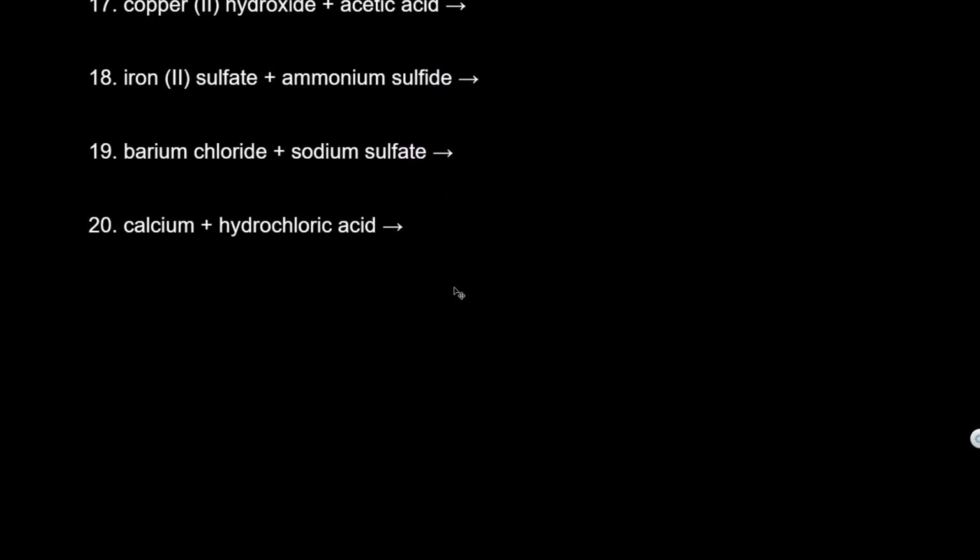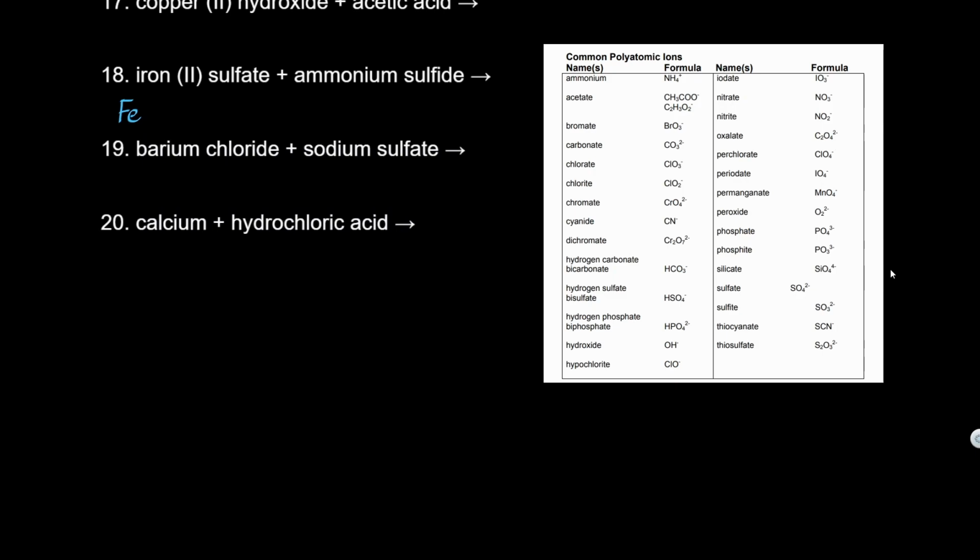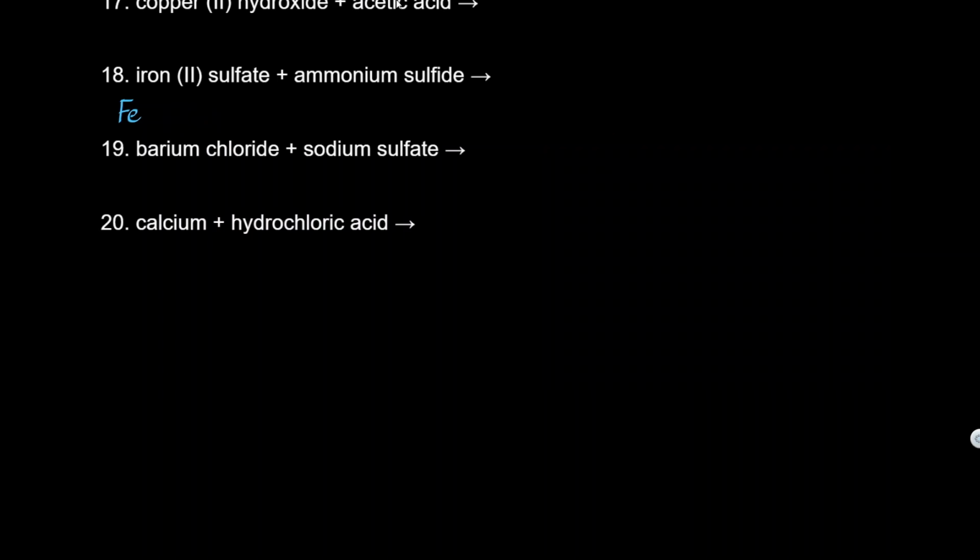So let's look at 18 now. 18, it says iron sulfate. Iron is Fe with a 2 plus. And then sulfate, when you look at this polyatomic ion again, it's going to be right there, SO4 with 2 minus. So that's going to be SO4. Since iron is 2 plus, you could just leave it like that. Okay, let me just write it a little bit closer right there.